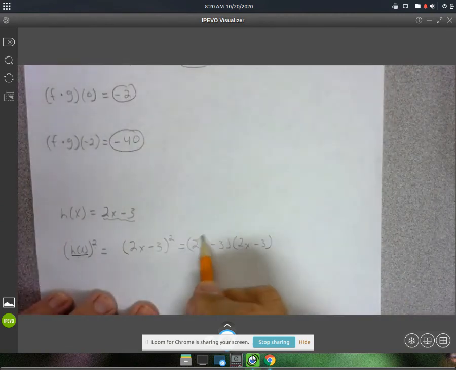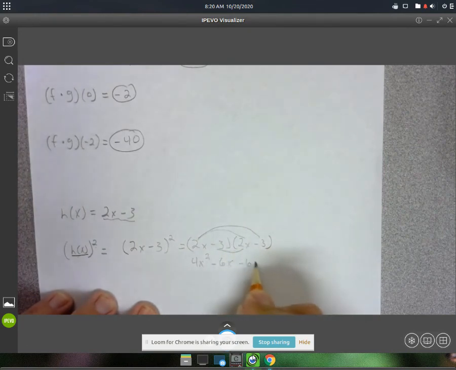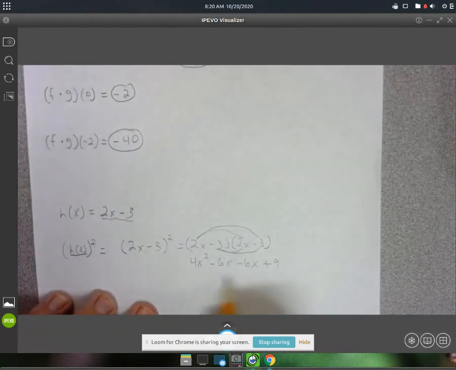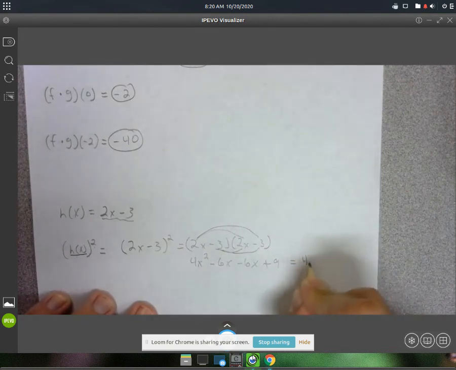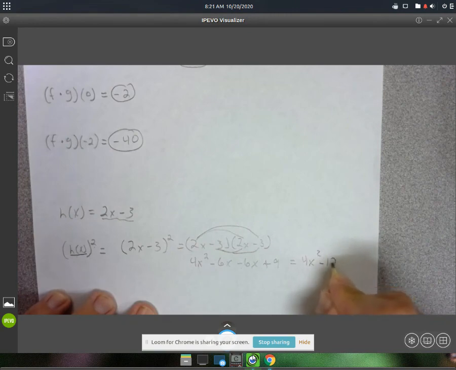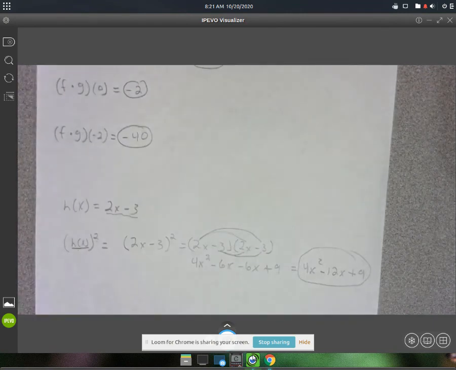Same method, 2x times 2x, that's 4x squared. 2x times negative 3 is negative 6x. Negative 3 times 2x is negative 6x. Negative 3 times negative 3 is positive 9. Combine the terms in the middle. 4x squared, negative 6 and negative 6 would be negative 12x plus 9. All right, got a couple of examples for multiplying there.